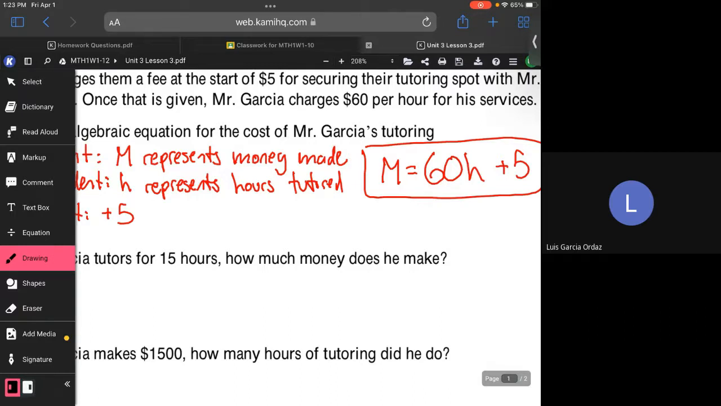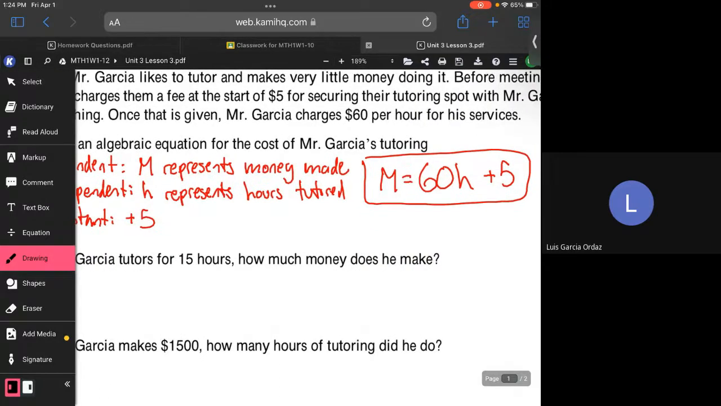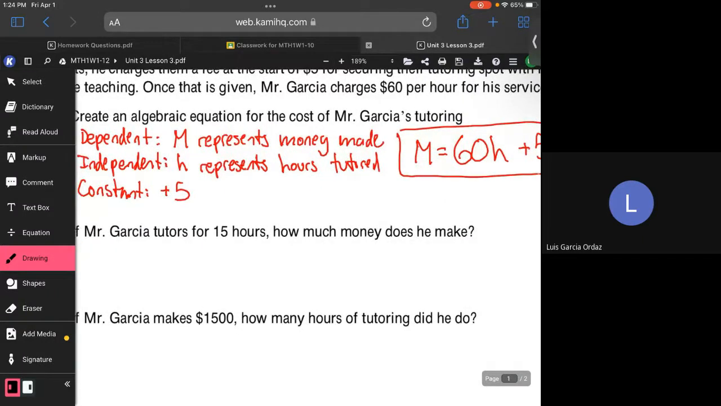I still need tutoring, but not for $60 an hour. So I tutor for 15 hours. How much money am I going to make? So what do I have to do with that 15? Maya. So we're going to replace H with 15.